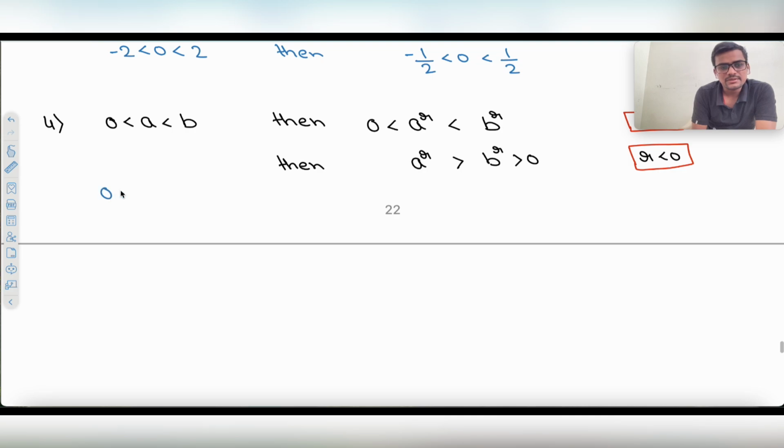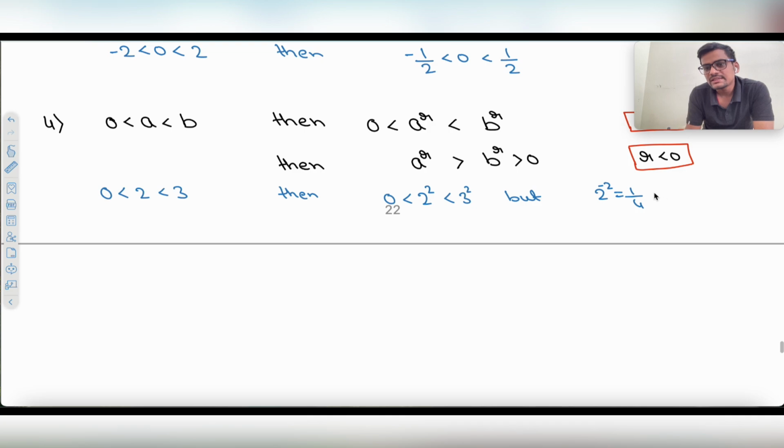Suppose we have two numbers, 0 less than 2 less than 3. Then clearly 2 to the power 2 is less than 3 to the power 2, and these are positive. But 2 to the power minus 2, that is 1 by 4, is greater than 3 to the power minus 2, that is 1 by 9, and these both are positive. Okay, so this is the particular example. Now we will move to another case.